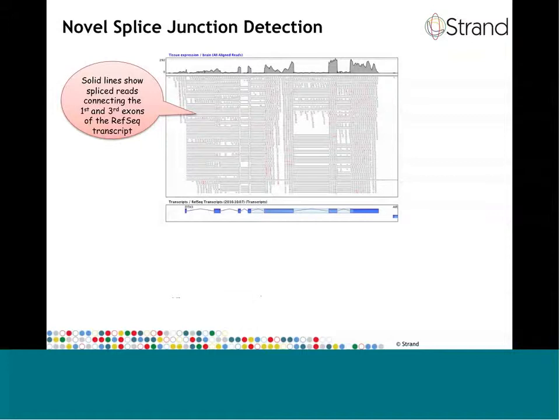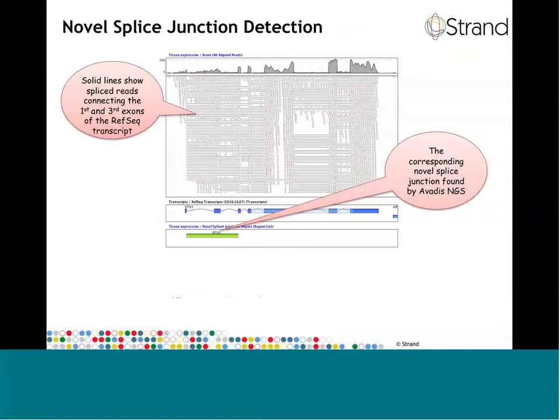Of course, visual inspection is not a proper discovery tool for this type of analysis, and we have implemented an algorithm that detects these new splice junctions. So the novel splice junction is indicated here as a separate track in the genome browser as a result of the splice junction detection workflow step, showing a possible new splice junction between the first and third exon.